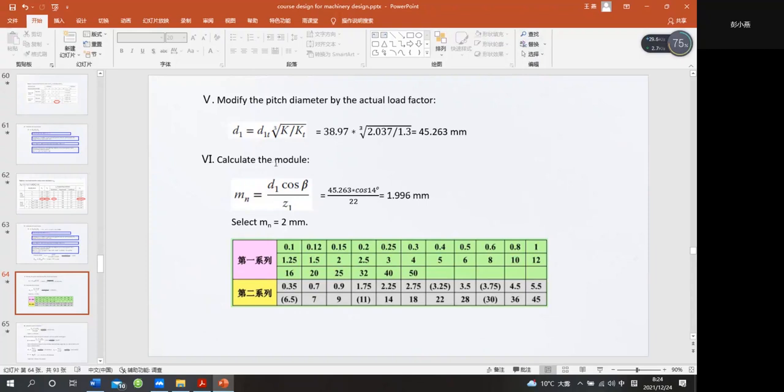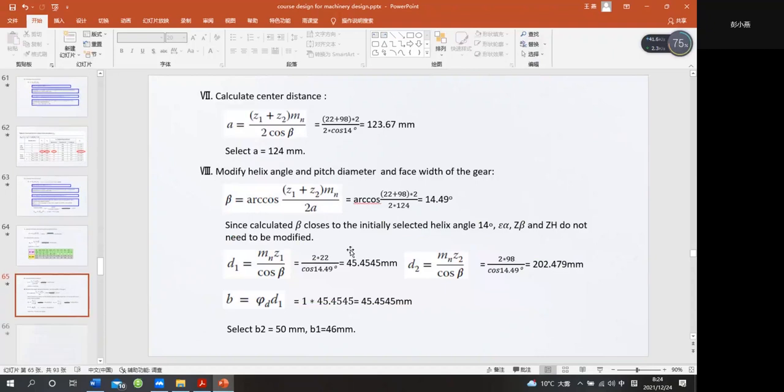We know that the moduli are standard, so we should choose a standard value from this table in your PPT. We can choose the standard value close to the calculated value. So we choose MN as two, okay? As two.